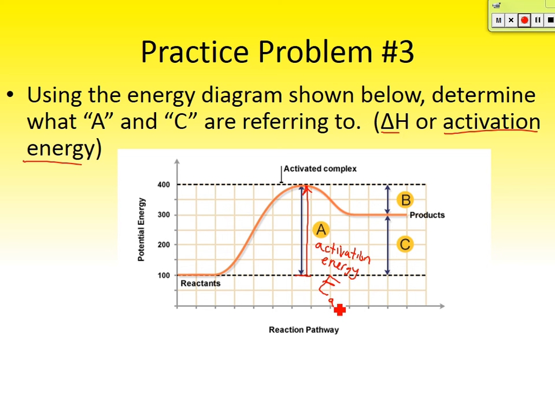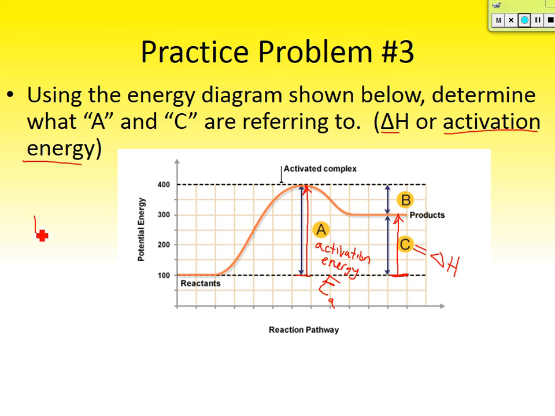Okay, now what's C measuring? C looks like it's going from where we started with the reactants, and it's measuring how much the products gain. What is that called? That's measuring delta H, the change in heat energy. Okay, how many of you guys got those two right? Okay, very good. Now I didn't ask you about B, but what is B? Let me see if I can help you understand what B is.